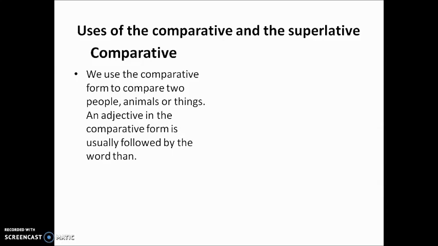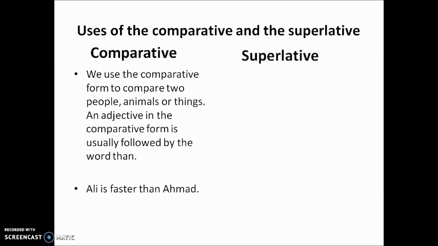Let's take an example. Ali is faster than Ahmed. The adjective fast is in the comparative form, it becomes faster, and it is followed by the word than.